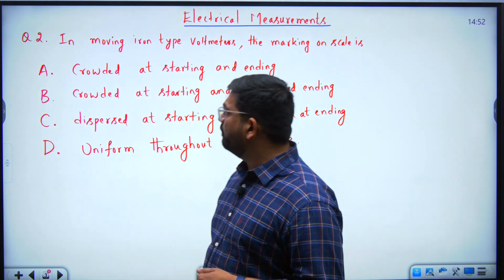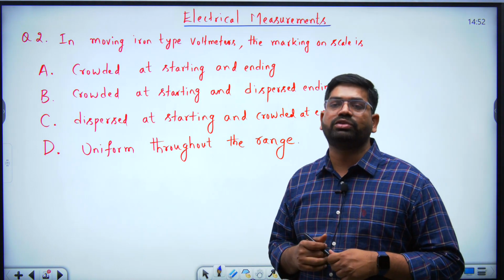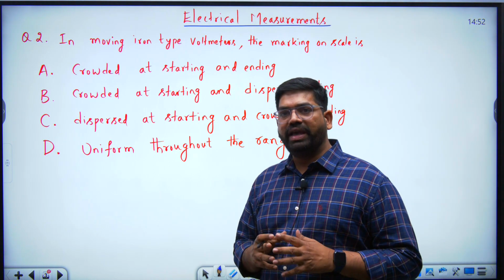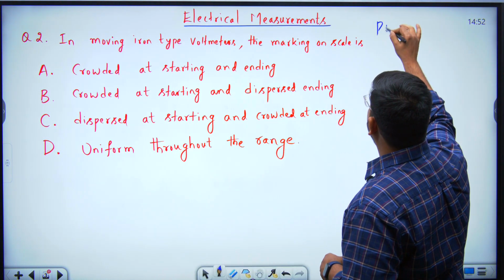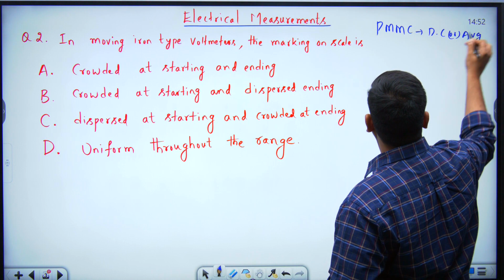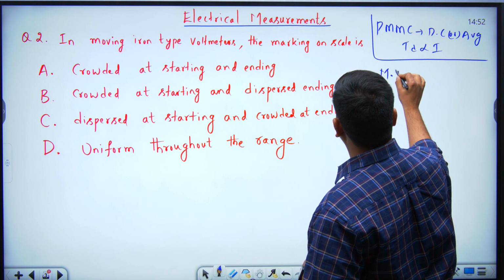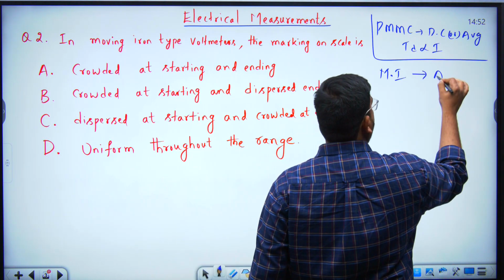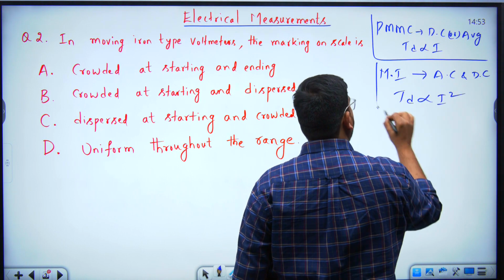Next question. In moving iron type voltmeters, how is the marking on the scale associated? Observe here. Among basic instruments, we have PMMC, which reads only DC quantities, or average values, and here deflecting torque is proportional to I. And if it is moving iron type, I indicate it with MI instrument. MI instrument reads both AC as well as DC quantities. Here deflecting torque is proportional to the square of the current passing through it.